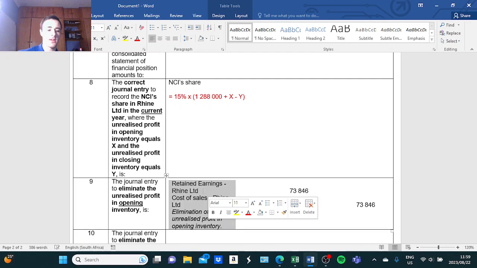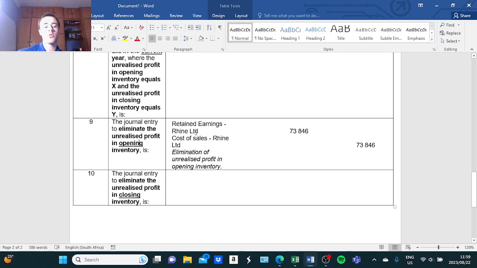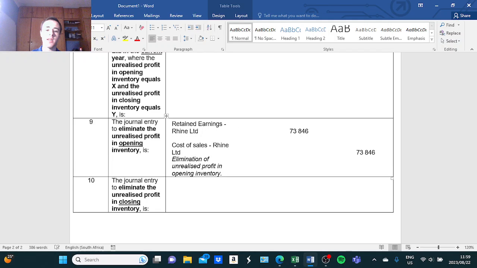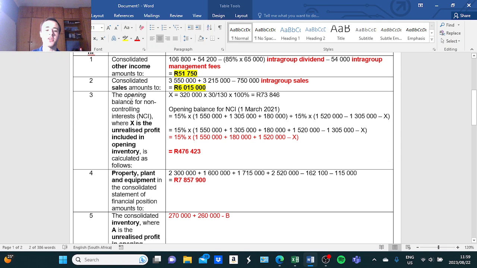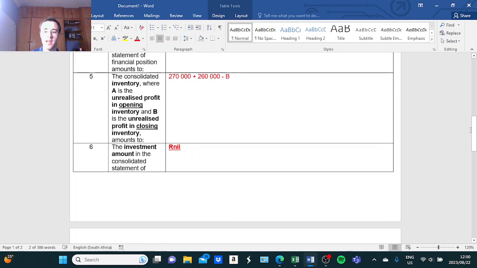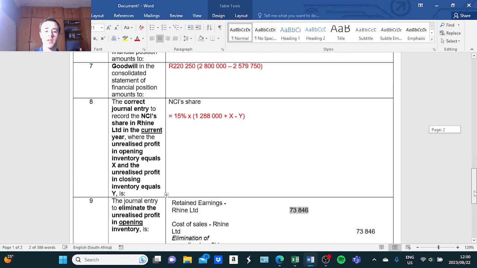Let's do it like this. So the journal entry that you will draft to eliminate the unrealized profit in the opening inventory, debit retained earnings for Ryan Limited, and credit cost of sales for the same company. And the amount is 73,846. We have already calculated that in additional information in question 3. Right, we have already drafted that journal entry.